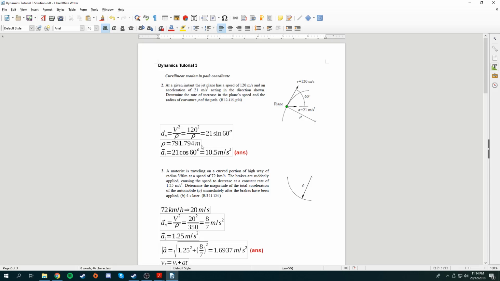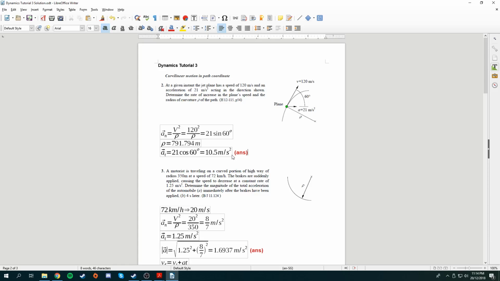Okay, then with that, you want to find the tangential acceleration, because I want you to find the rate of increase in the plane speed. So basically we're trying to find the acceleration vector along this v vector, this velocity vector. Hence it's just 21 cosine 60, and I can find the answer.